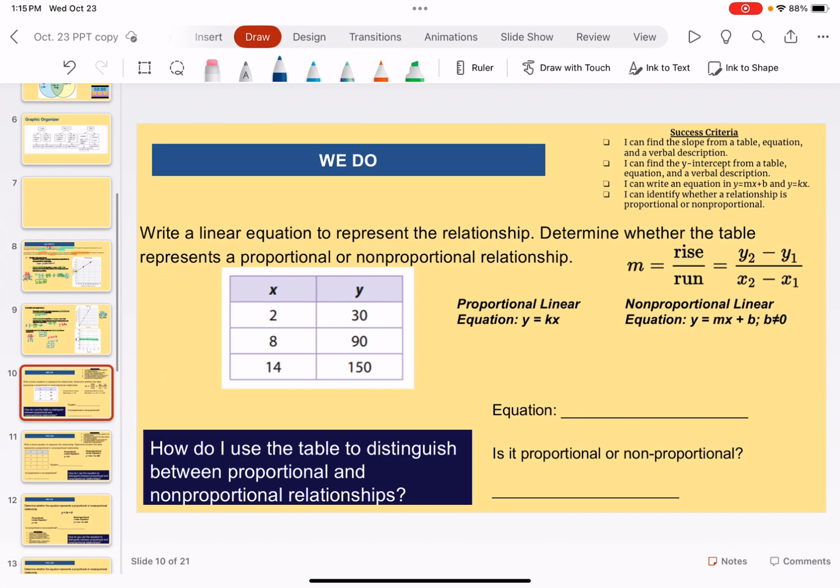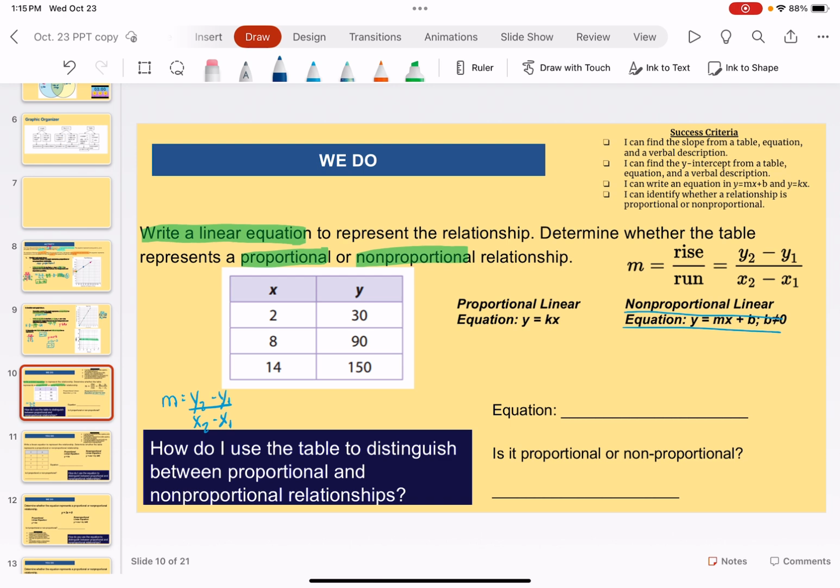Okay, so now we're going to go into our we-do. We have to write a linear equation to represent the relationship, and we have to determine whether the table represents a proportional or non-proportional relationship. So when we have a table and it doesn't give us what our x value or what our y value is when our x value is 0, we can't easily identify if it's proportional or non-proportional. So we're going to assume it's non-proportional. So to do that, of course, we're going to have to find our m. And our equation for our m is this y2 minus y1 over x2 minus x1.